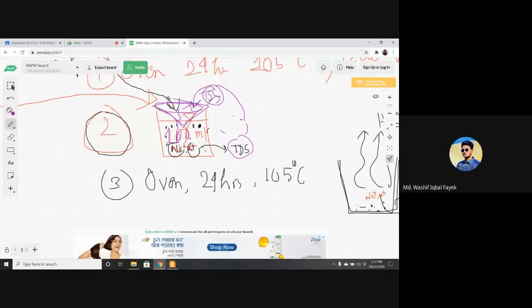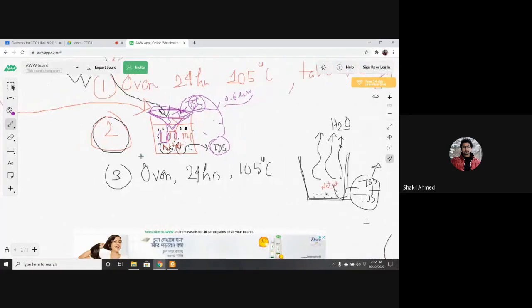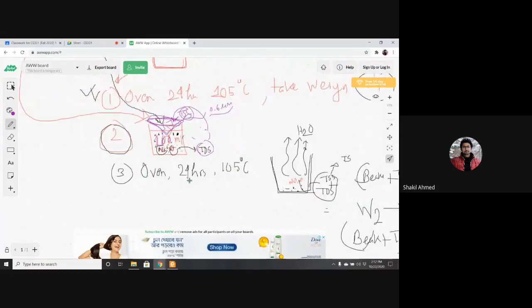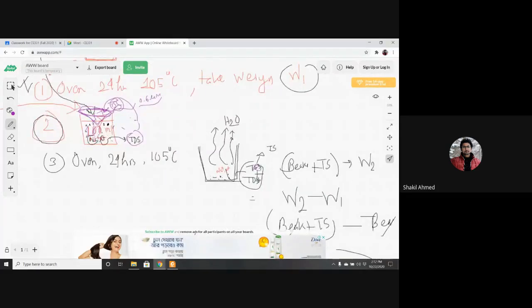Yes, sir. Of course, this filter has a certain pore size, and that should be 0.6 micrometer. Usually 0.6 micrometer. So yeah, any type of filter will not work here. Okay. So now you have TDS. You don't have TSS here. So if you repeat the same procedure again, you will not have TSS here, only TDS.